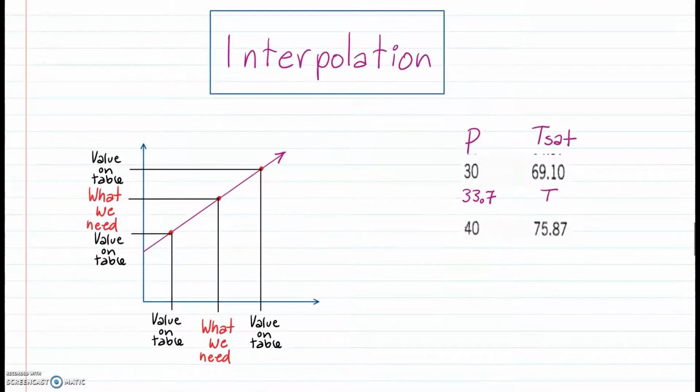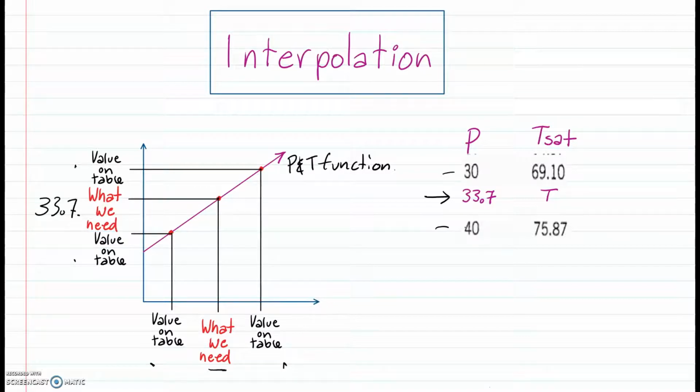So interpolation sounds scary, but it's actually really easy. We assume that there's a line that connects all three of our points, like a pressure and temperature function, let's call it. And these numbers are just going to be values on our curve. And the number that we're looking for will be, let's say here, and this will be the temperature that we're looking for. This is T and this is P on our pressure temperature function graph.